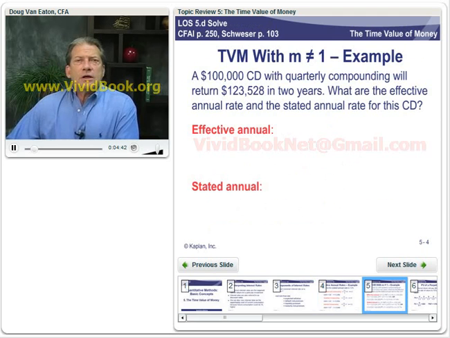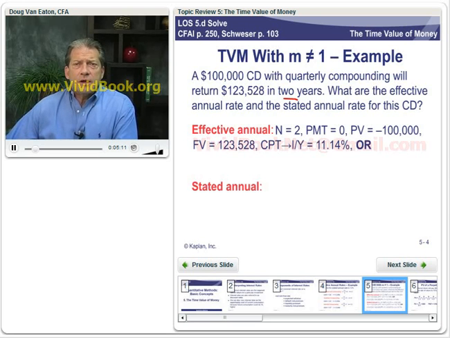Let's take a look at an example. We've got a $100,000 CD with quarterly compounding, and it says it will return $123,528 in 2 years. What are the effective annual rate and the stated annual rate for this CD? Well, let's start with the effective annual rate. We know the ending value and we know the beginning value. So with your calculator, we can put in the present value as 100,000.